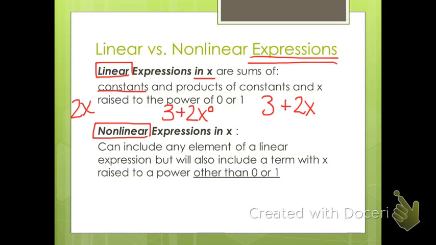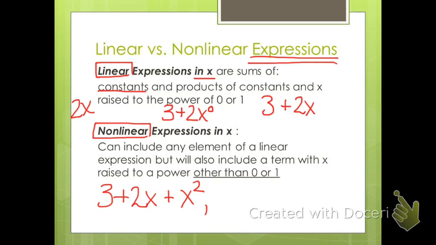And sometimes it's easier to recognize a linear expression if you know what a nonlinear one could include. So nonlinear expressions in x can include any element of a linear expression, but will also include a term with x raised to a power other than 0 or 1. So, you know, I could go off that. We could have 3 plus 2x plus x squared. Now that's going to be nonlinear because it includes this term that has a power other than 0 or 1 on the variable, okay? I can put a power on a constant, it doesn't matter. That would still be linear.